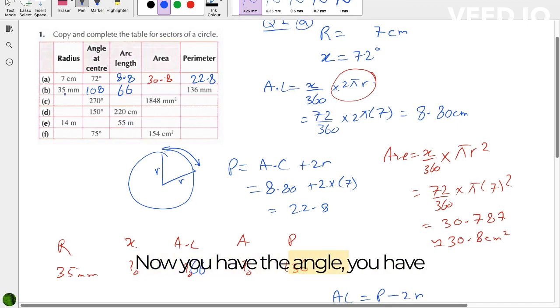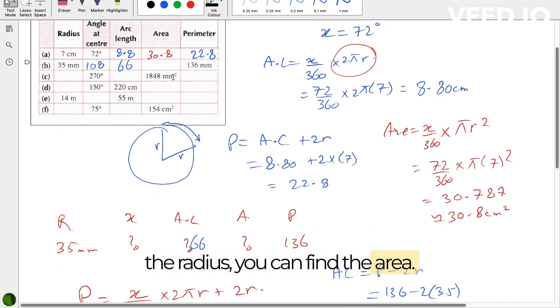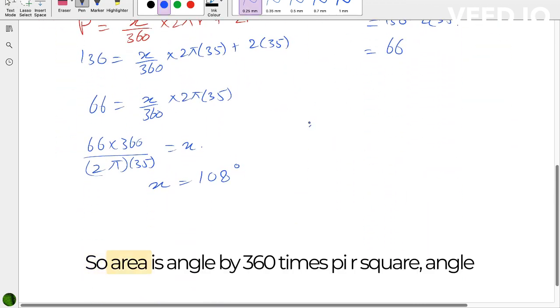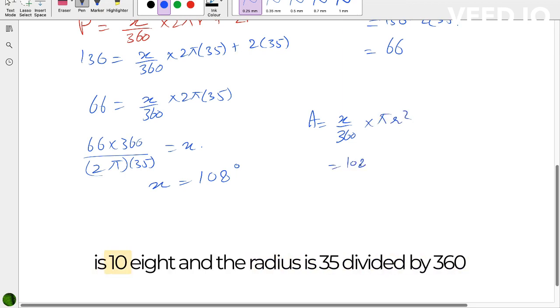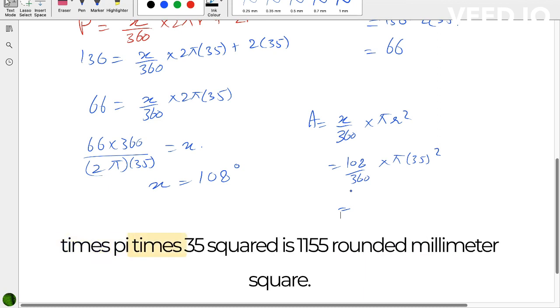Now you have the angle, you have the radius, you can find the area. So area is angle by 360 times pi r square. Angle is 108 and the radius is 35 millimeters. So 108 divided by 360 times pi times 35 squared is 1155 rounded, millimeter square.